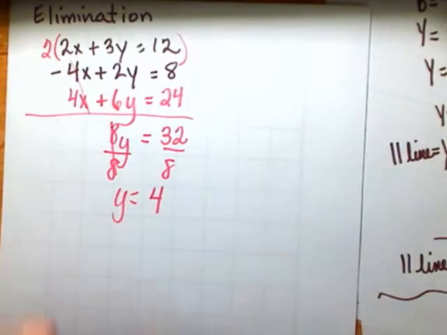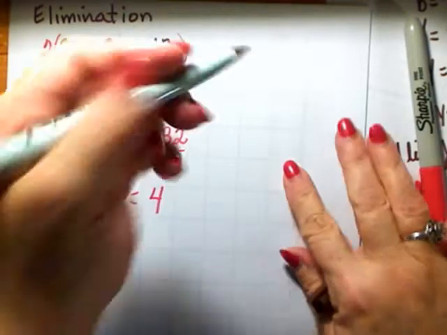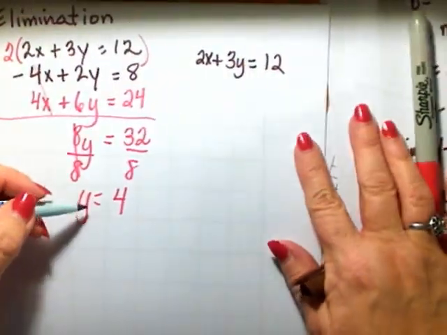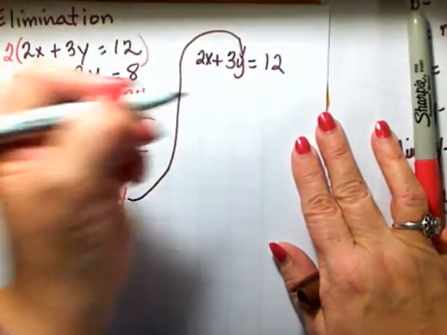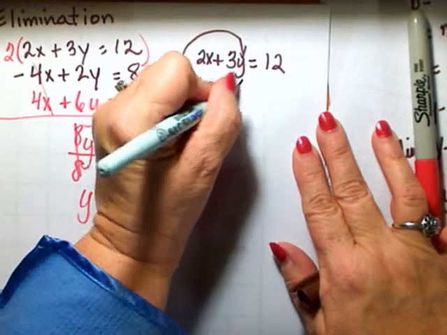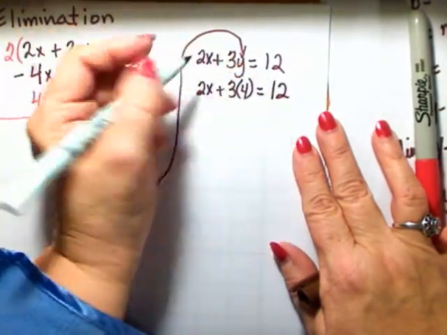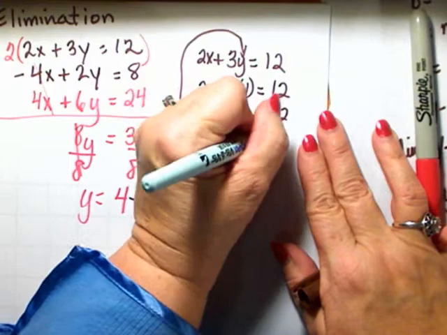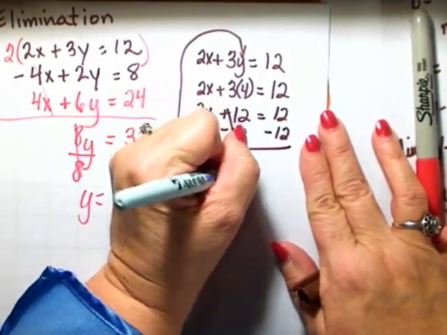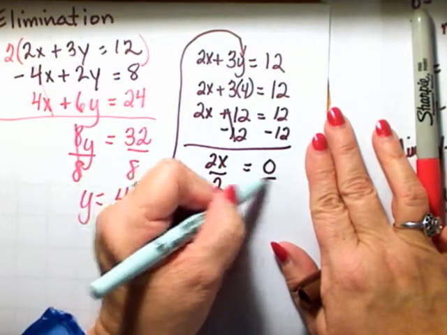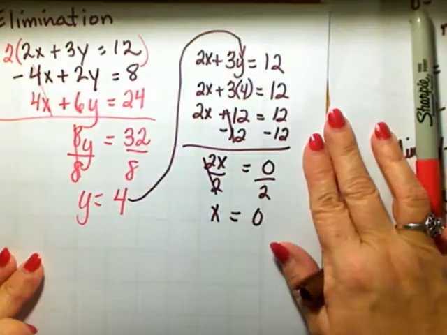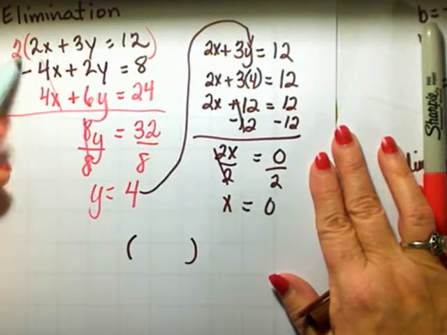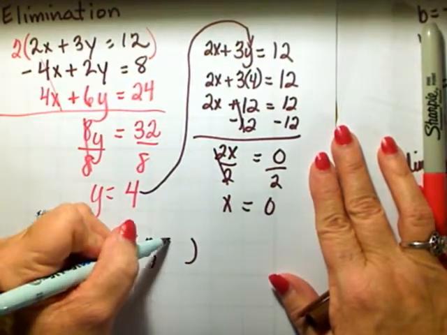So I'm going to take one of my original equations, the 2x plus 3y equals 12, and I'm going to substitute in 4 for y. So I have 2x plus 3 times 4 equals 12. 2x plus 12 equals 12. So I subtract 12 from both sides, and 2x equals 0. So when I divide everything through by 2, x is 0. So by elimination, the solution to my system of equations is x is 0, y is 4.